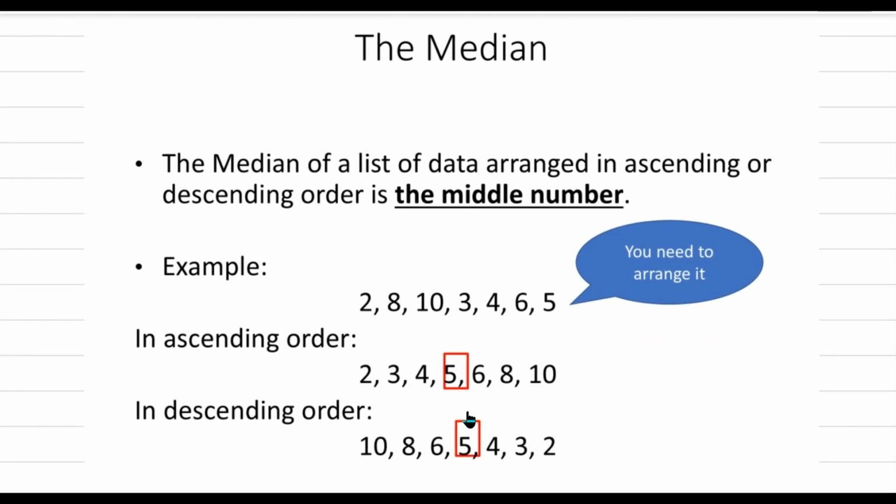So once you have arranged your numbers here, you select the middle number. So here the middle one is 5, as there are three numbers before it and three numbers after it. So the middle number is 5 here. Even if you arrange it in descending order, you will get the same answer here. The middle number would be 5.